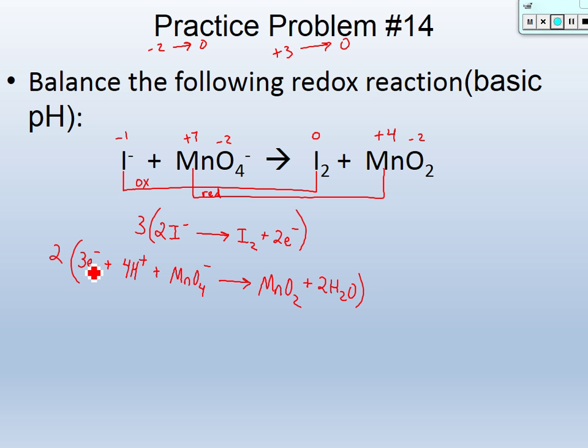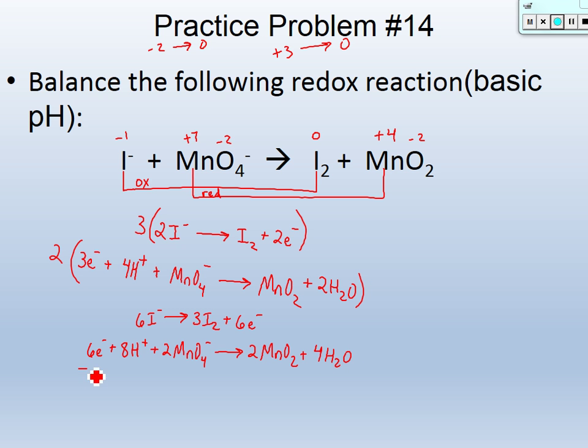Okay, now we distribute it through, and I'm going to write the equations down below. So I've got 6 I minuses. That's going to 3 I2s plus 6 electrons. Okay, I'm going to distribute this bottom one through now. 6 electrons plus 8 H pluses plus 2 MnO4 minuses. And then if we distribute the 2 over to here, so we've got 2 MnO2s plus, again, 4 waters.